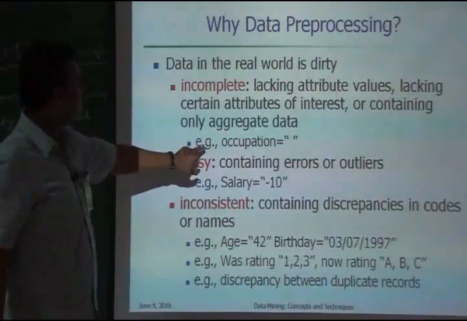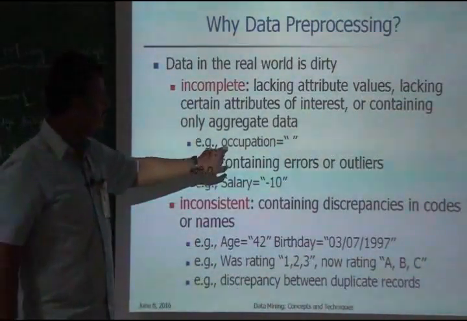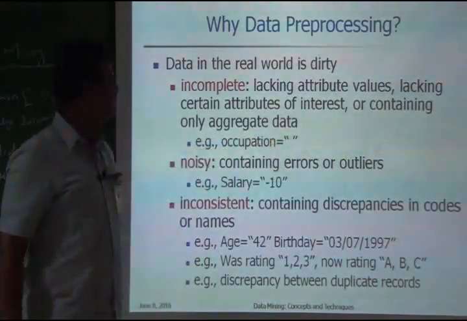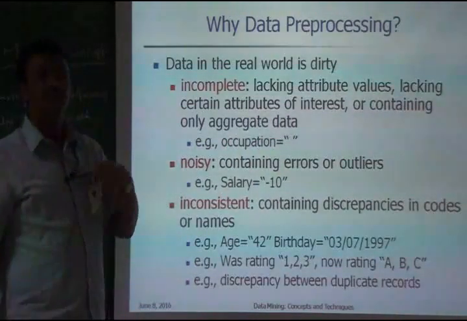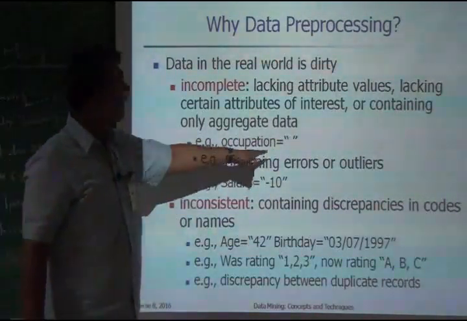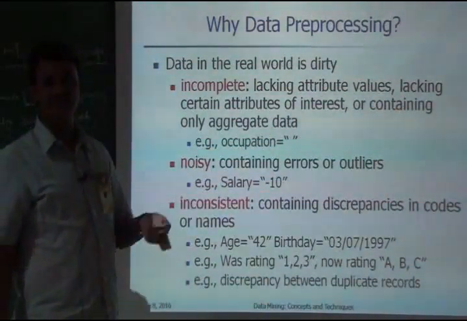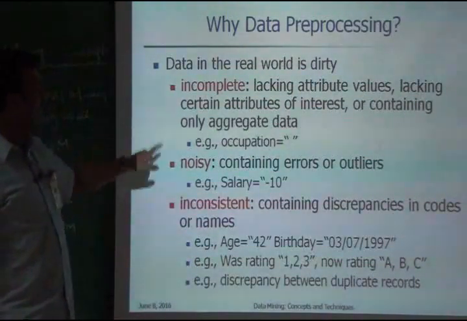What is incomplete data? For example, lacking an attribute value. What do you mean by lacking an attribute value? Occupation equals an empty pair of double quotation marks. There is no occupation included for the particular customer, which may be a lecturer, an assistant professor or an associate professor. So we are going to remove the incomplete data.